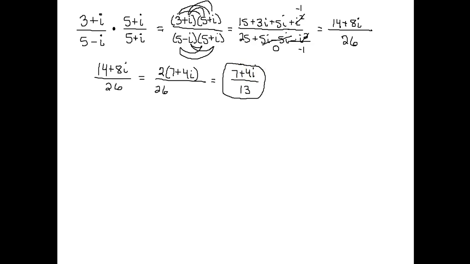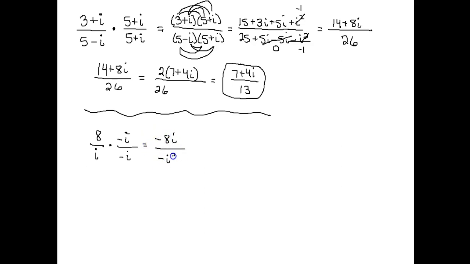Okay, let's do another one. Let's say you have something like 8 over i. Well, i in the denominator, remember, the complex conjugate changes the sign in front of your i. So your complex conjugate in this case would be negative i. So you end up with negative 8i over negative i squared, so negative 8i over 1, or negative 8i. So there's your final answer there.